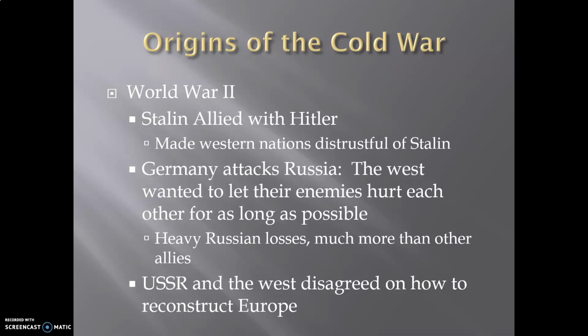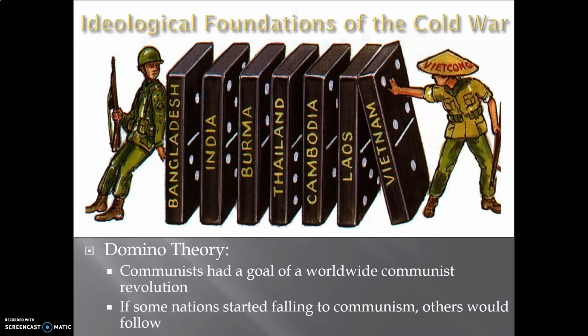Germany was in ruins, Italy was in ruins, and so the nations that were left over at the end of the war, the U.S., Soviet Union, France, Britain, would have a big say in how to rebuild Europe and prevent another world war from happening. And it turns out that the Soviets and the Americans had very different ideas on how to do that.